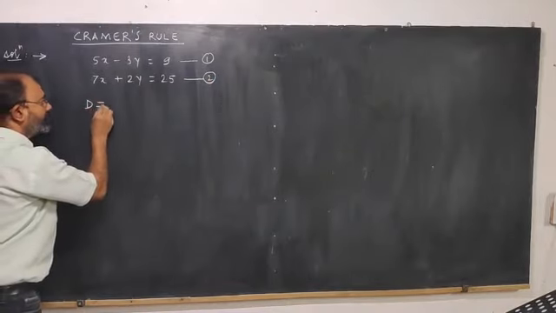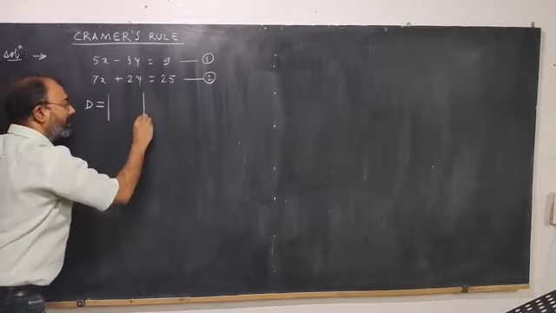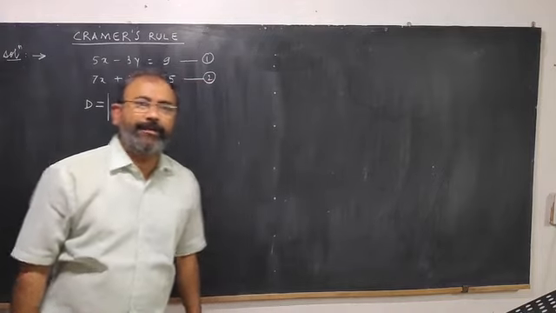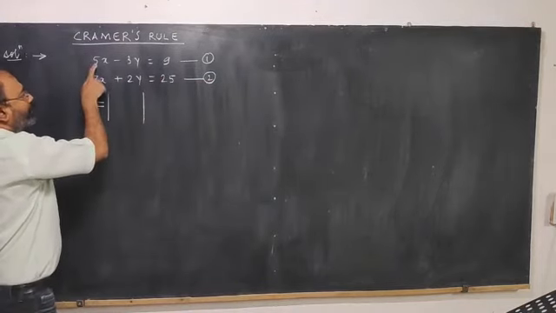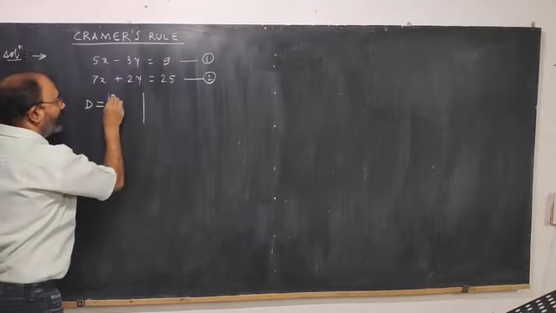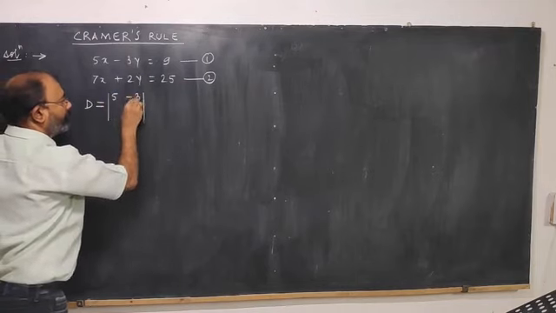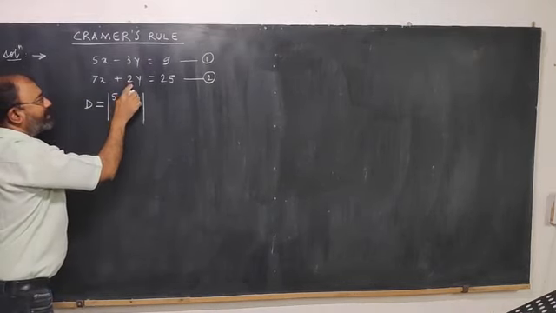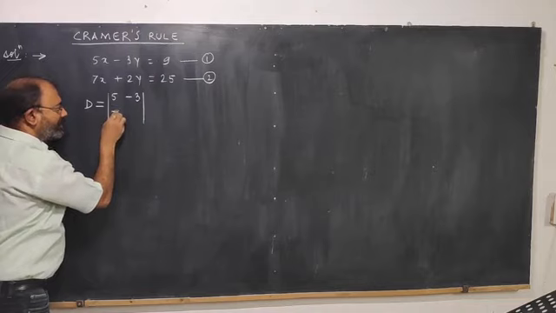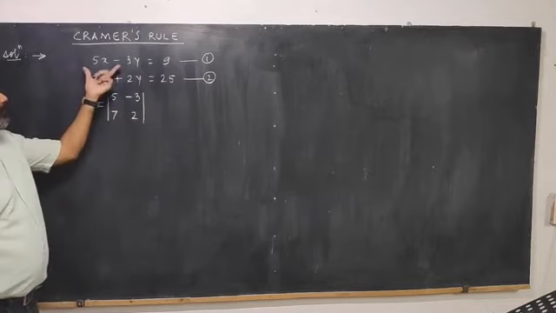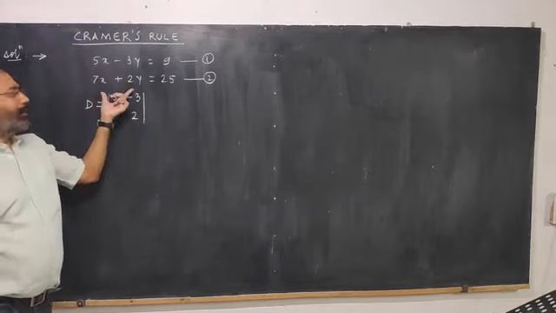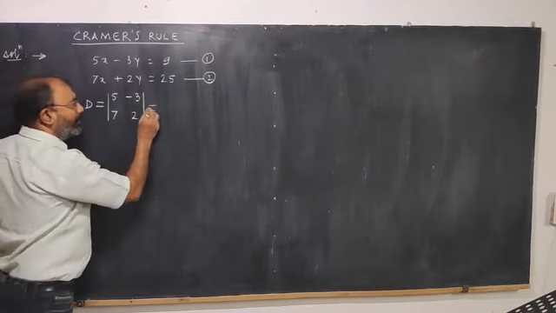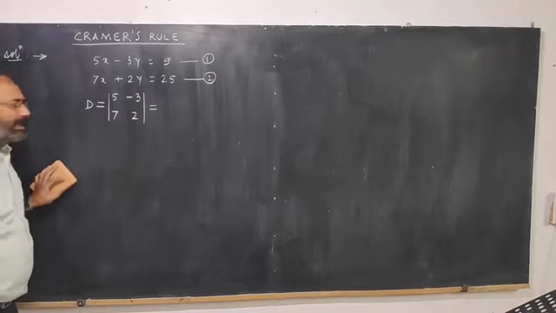Determinant D. This is equal to, it is a 2 by 2 determinant. How to write the values here? The coefficients of x and y will appear in the first row. The coefficients of x and y of the second equation will appear in the second row. So simple. These two numbers in the first row and these two numbers in the second row, and let us calculate the value of the determinant.